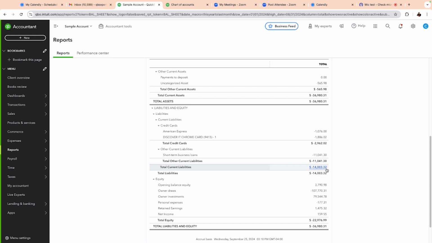Okay, and finally, equity. What do I have in equity? Okay, so opening balance equity should be 0, because opening balance would be like when you open a credit card or when you close a credit card.